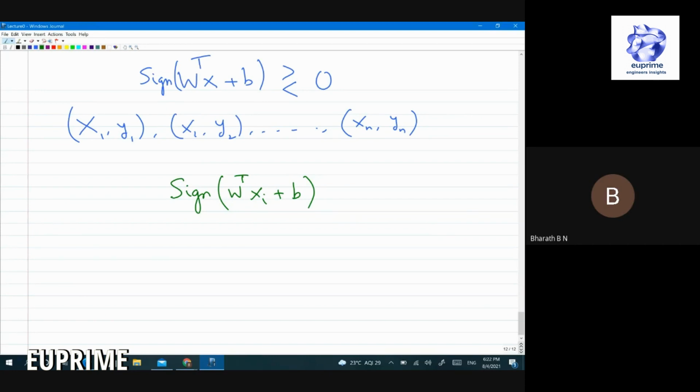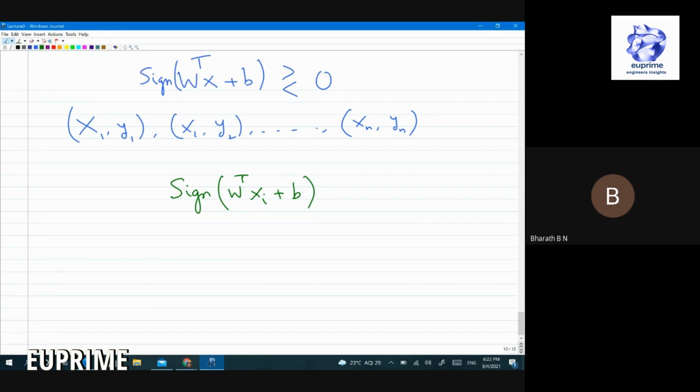How does it look? If it's positive, you will get what? You will get 1, and negative it's 0, right? It's something like an indicator.